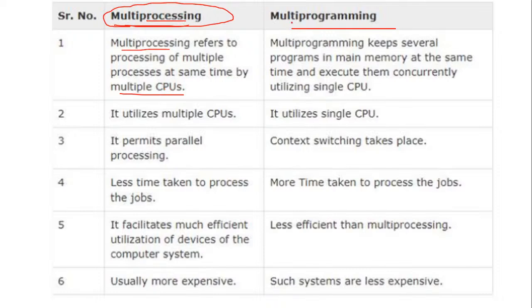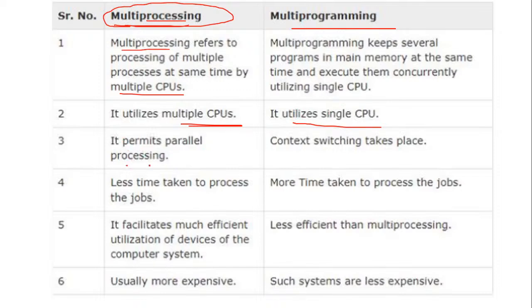Whereas multiprogramming means several programs in the main memory at the same time. For example, in an Excel worksheet, you are doing multiple programmings at a time. That will be termed programming. You are doing something at multiple times. Multiprocessing utilizes multiple CPUs because the processes are carried out at the same time on multiple CPUs. In multiprogramming, it only uses a single CPU.